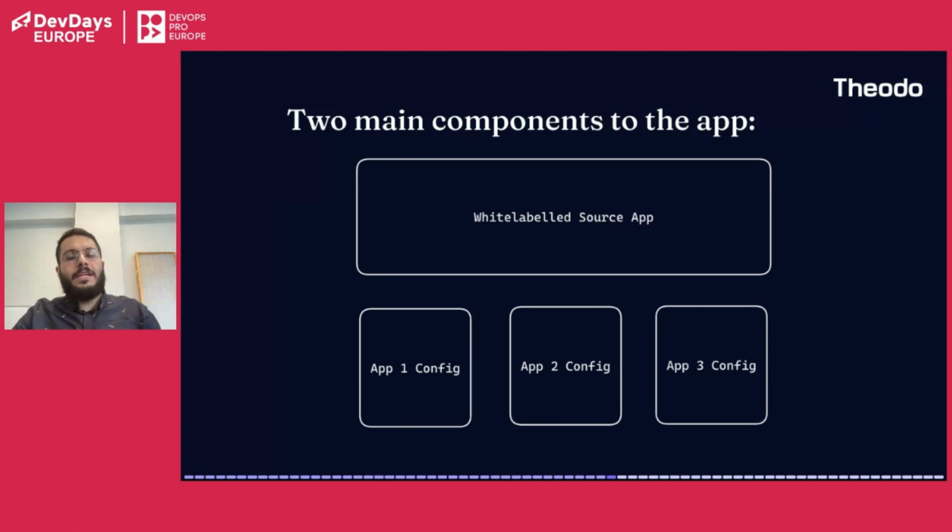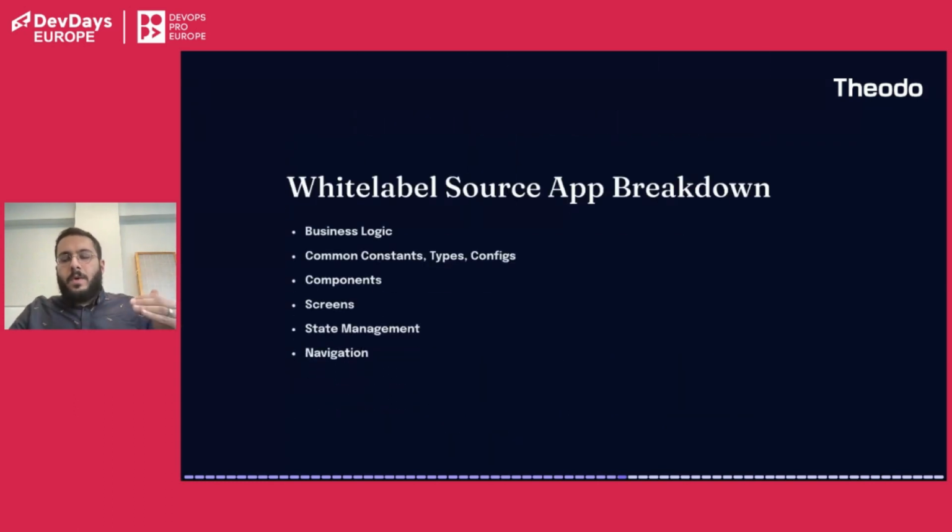So what lives in each of these? Let's break down what is in the white label source app. So business logic, common constants, types and configs, your components, your screens, the state management, and the navigation. These all live within the white label source app. They're all shared across the board. And let's go into a little bit more detail about each of these.